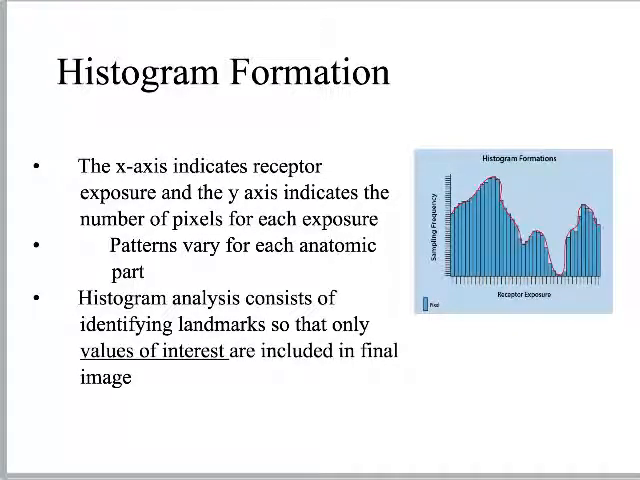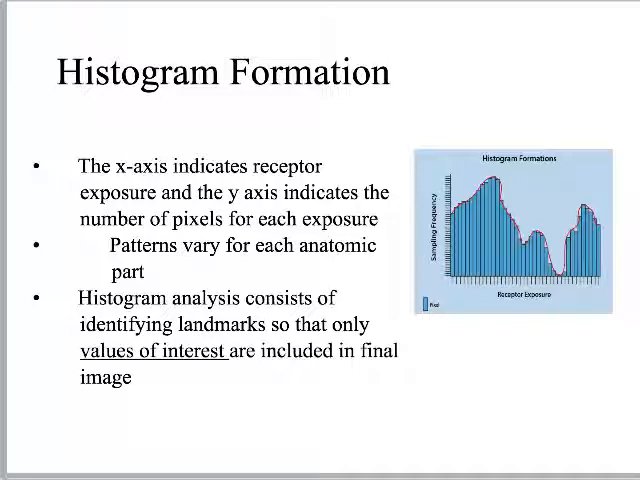Here's what we're talking about. When we form the histogram, right? And I'll go back, I'm going to be referring to the textbook quite a bit from this point on. Each bar here in this shape, in this graph, represents the number of pixels that hold that gray level, right? The number of pixels with that level of receptor exposure. So all the peaks and valleys in this graph represent variations in the anatomic structures.